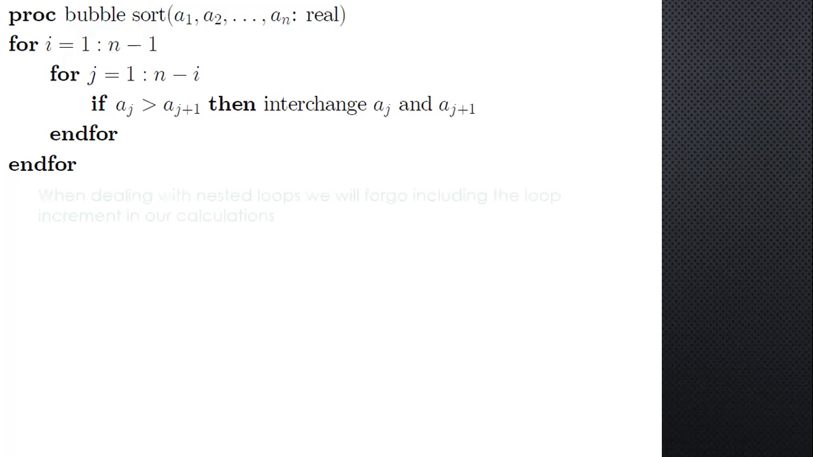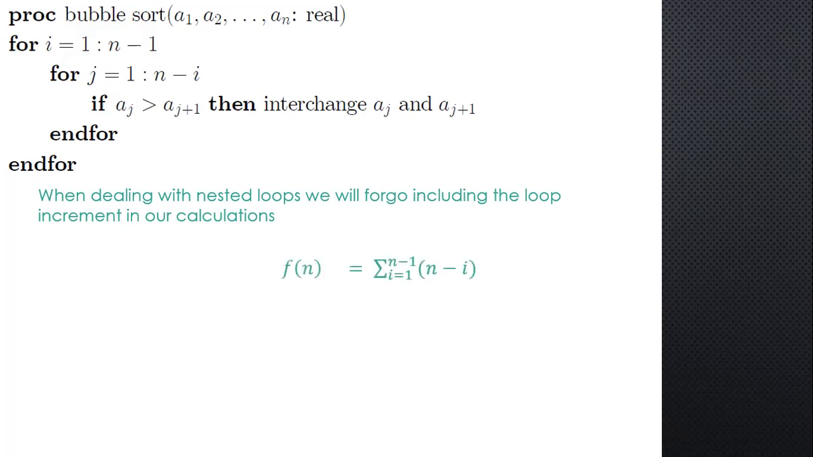So whenever we have nested loops, we're going to forgo including the loop increment in our calculations. So I'm not going to do the compare and the addition for the for loops. What I can say is that the outer loop runs from 1 to n minus 1, and the inner loop runs n minus i. So what I'm looking at for a complexity algorithm is the sum from 1 to n minus 1, where I'm adding up elements n minus i.